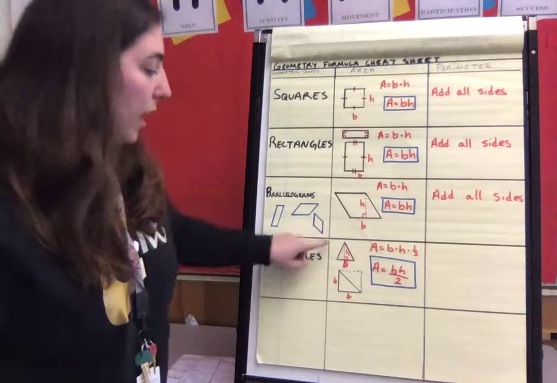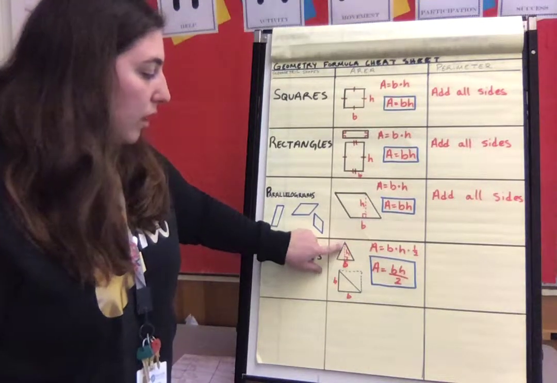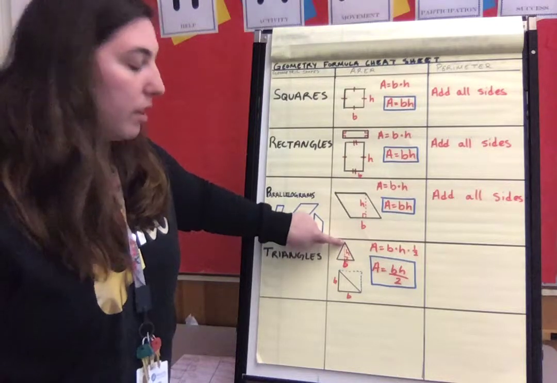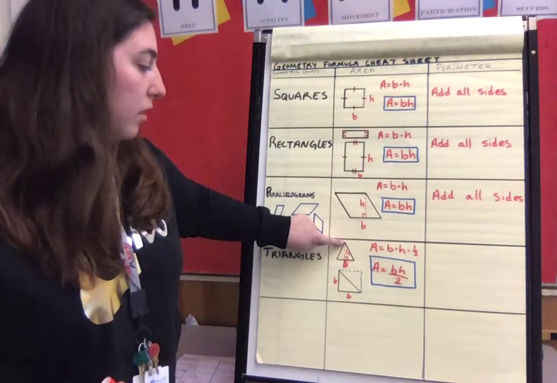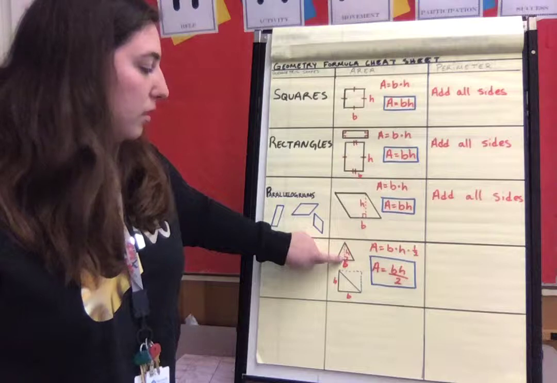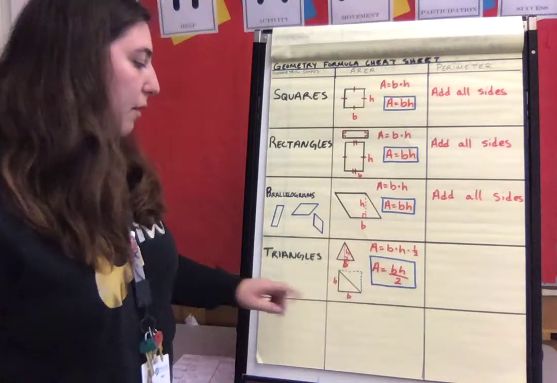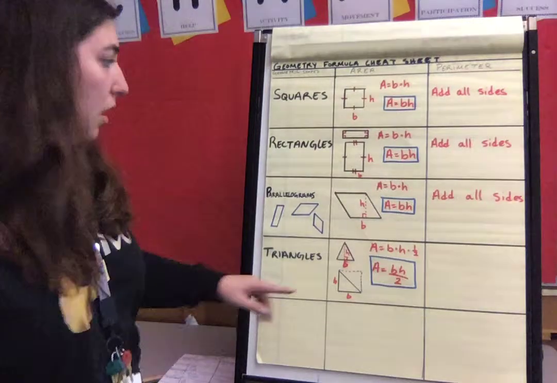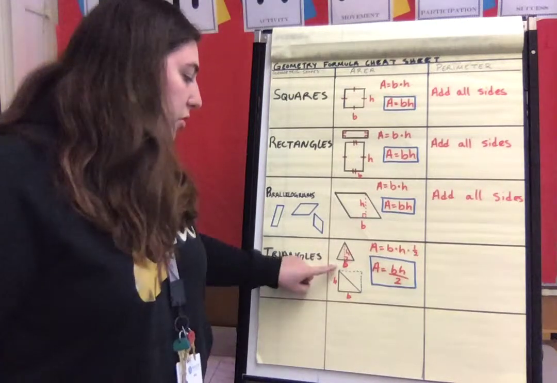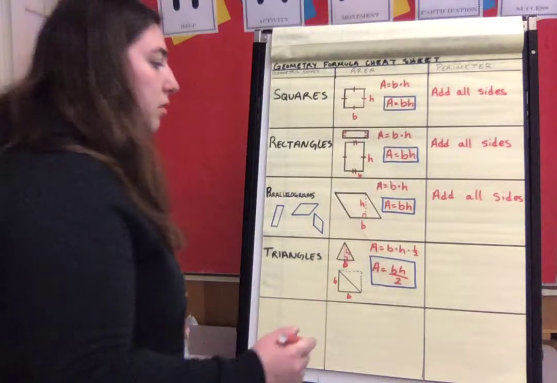So if you're given a triangle like this, you're most likely going to have the height going from the very top point, very top corner, to the base, and that's our height. So base times height divided by 2, that would give you the area. To find the perimeter, you're just going to add all the sides.